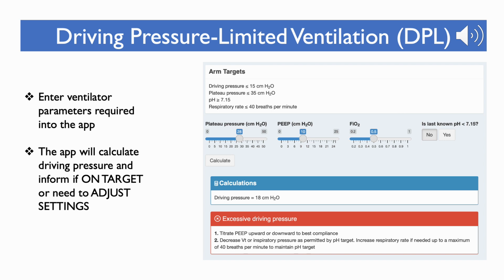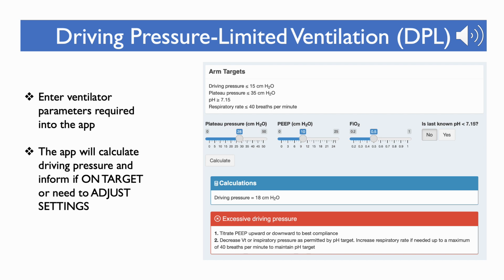Here we see an example of a screenshot from the app where the patient is in passive ventilation and not on target. Once the ventilator settings and measurements are entered, the app will calculate the driving pressure, then state if the patient is on target or suggest any changes if required. In this case, the driving pressure is found to be excessive during passive ventilation, and the app lists the appropriate actions in response. These include adjusting PEEP to see if lung compliance can be improved to reduce driving pressure at the current tidal volume, and adjusting the tidal volume or inspiratory pressure to ensure that the driving pressure is on target, if the pH permits.